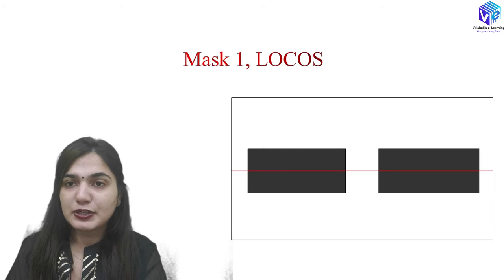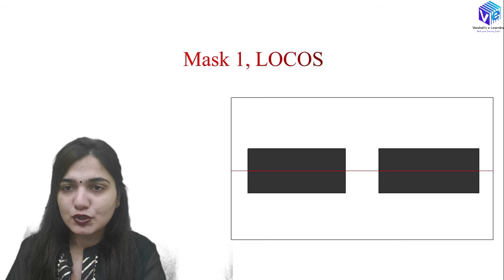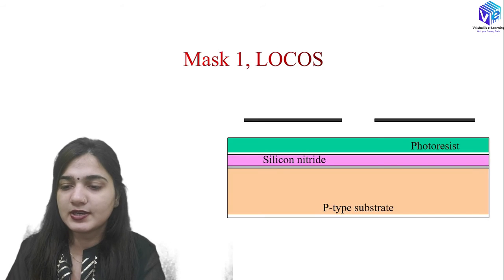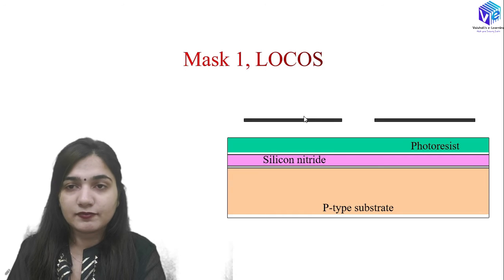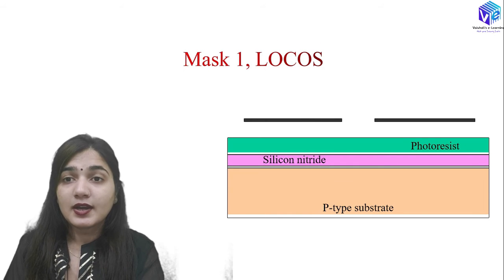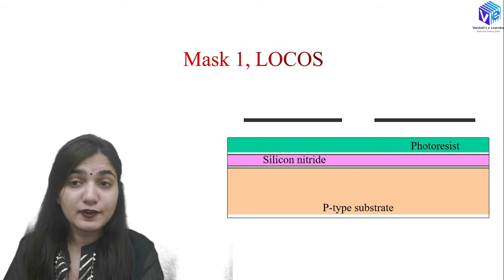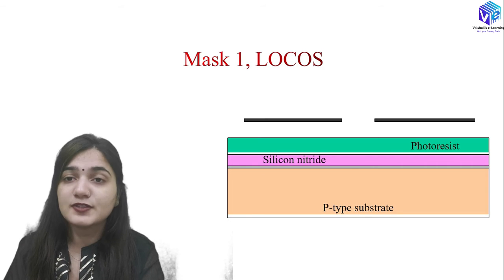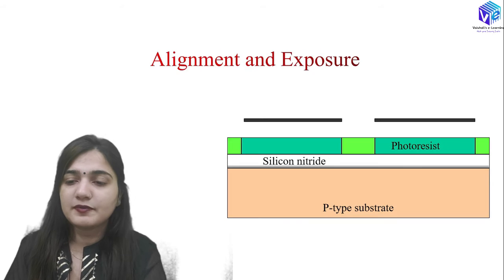Right? After that we can use the mask 1, which is used for the local oxidation of the silicon. So this is my mask 1, which is used for the local oxidation of the silicon, right? I hope you know the functioning of the local oxidation of the silicon, why it is used. I hope you understand it. If you are not able to recall its functioning, you can go to the previous playlist.